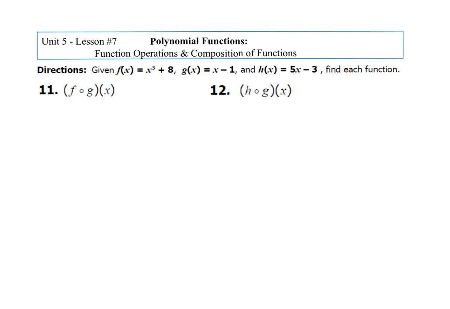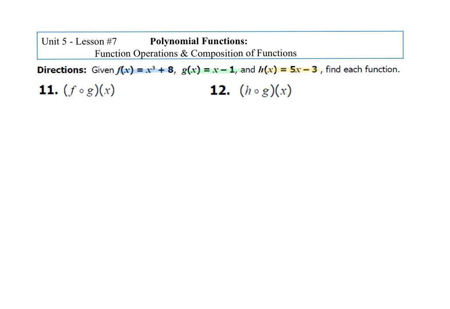So we are given 3 different equations here at the top. We have f of x is equal to x cubed plus 8. We have g of x is equal to x minus 1. And h of x is equal to 5x minus 3. And then it says find each function. So let's start with number 11.